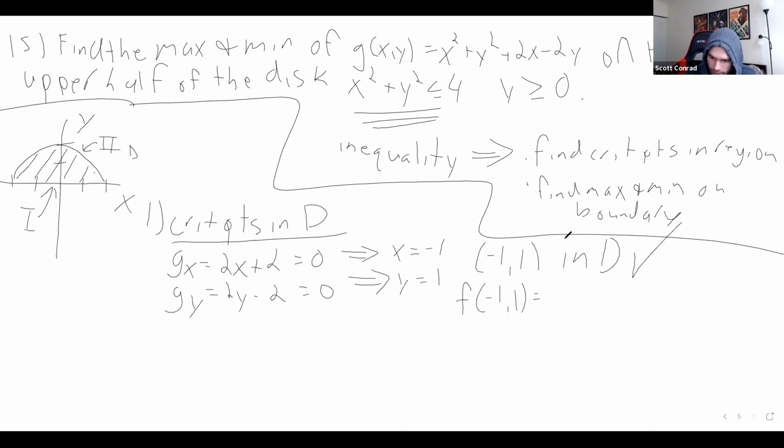So we get 1 plus 1 minus 2 minus 2. So we get 2 minus 2 is 0, minus 2 is negative 2. And we will come back to that later. Just going to add that to our list, come back to it later.